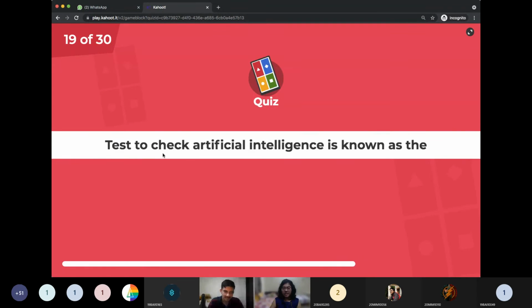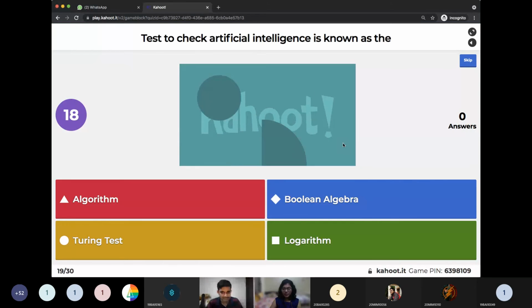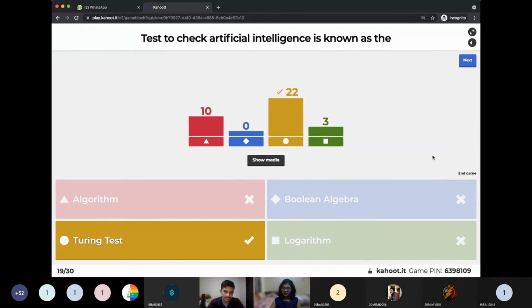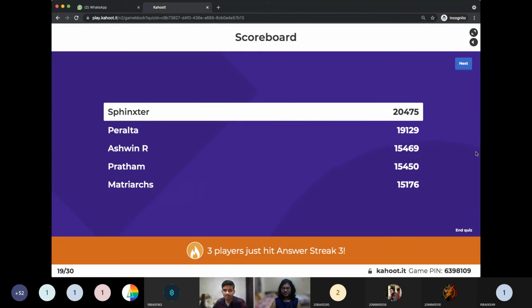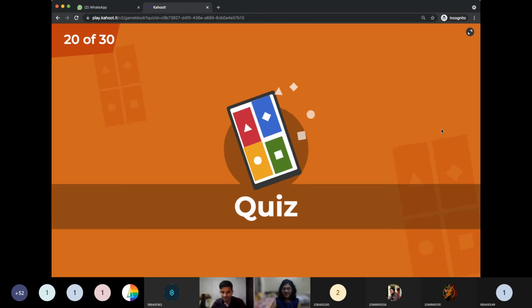So now, the test to check artificial intelligence is known as. Is it algorithm? Is it Boolean algebra? Is it logarithm? Or is it Turing test? So we have a few seconds left. 22 got it correct. Great. You guys are following the sessions pretty well, I presume. There is no change in the leaderboard, but if anyone wants to dominate the leaderboard, the next 10 questions will be very important for you guys.